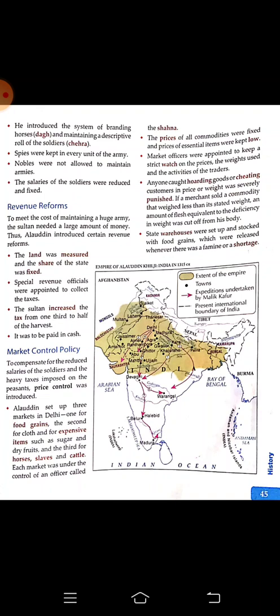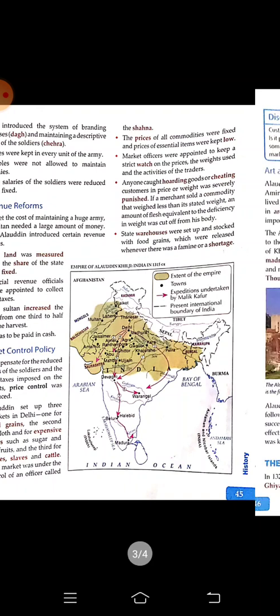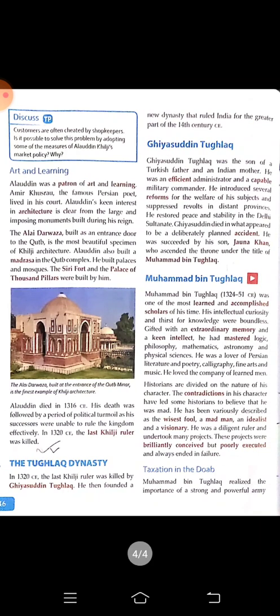State warehouses were set up and stocked with food grains, which were released whenever there was a famine or shortage of food.